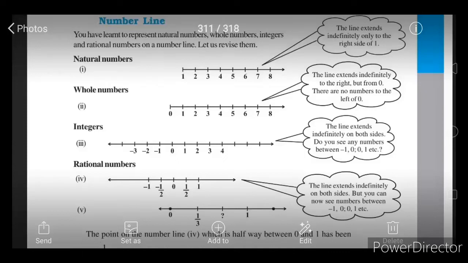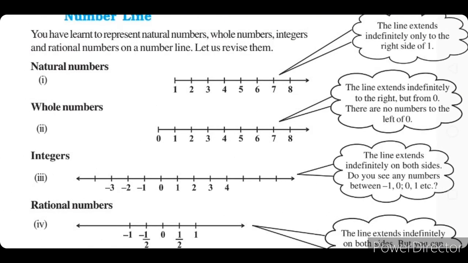Welcome students. In the previous lecture we had done the use of properties of rational numbers. Now further we will do how to show rational numbers on number line. So in the junior classes you have done number line, natural numbers on number line, whole numbers on number line, integers on number line. Also rational numbers, means fractions, on number line you have already done.